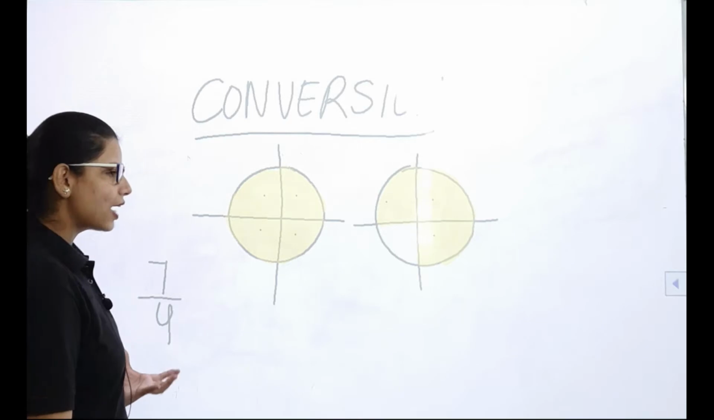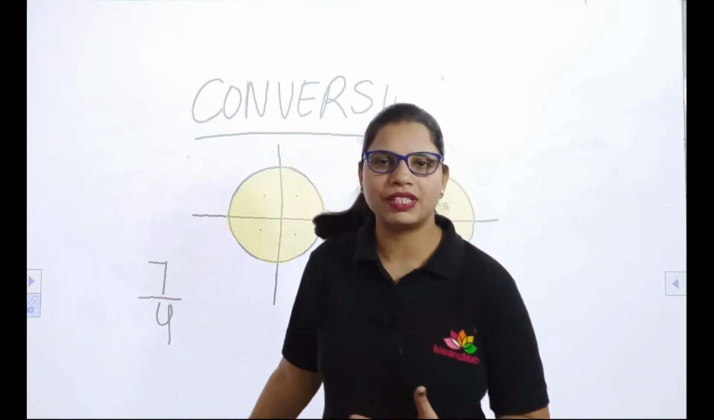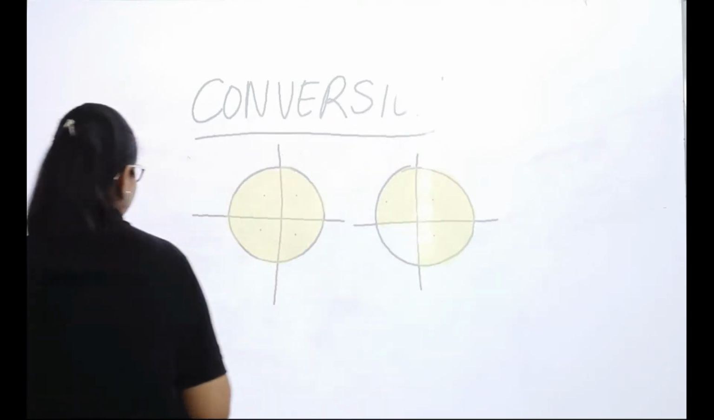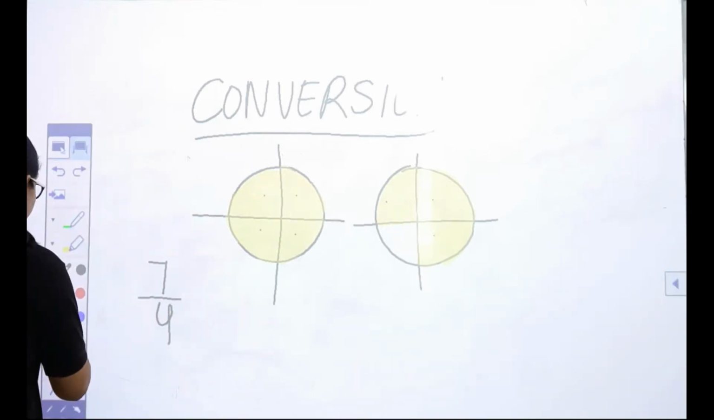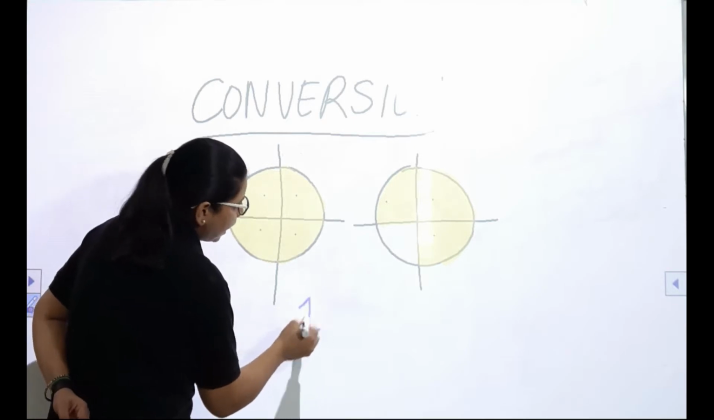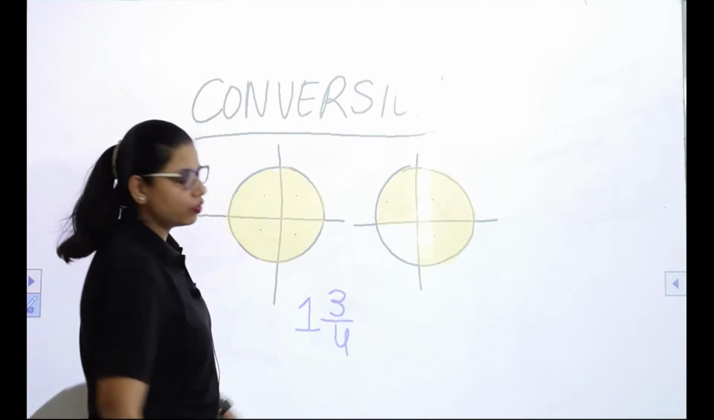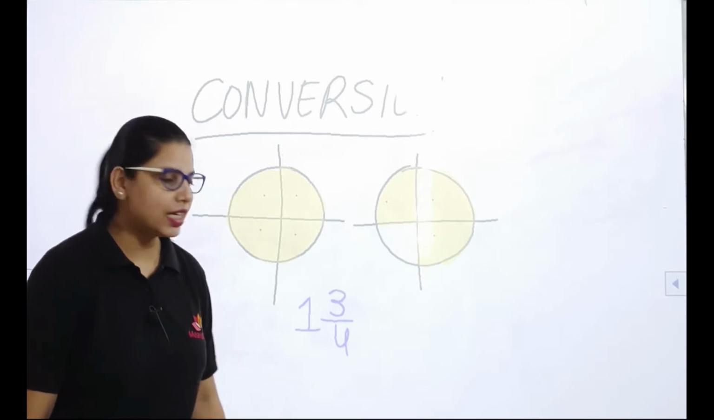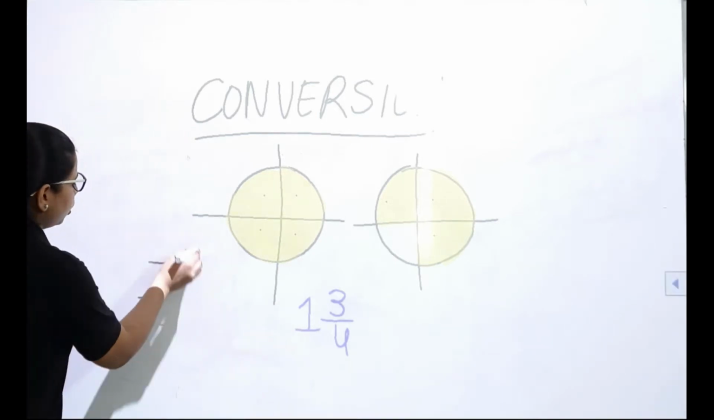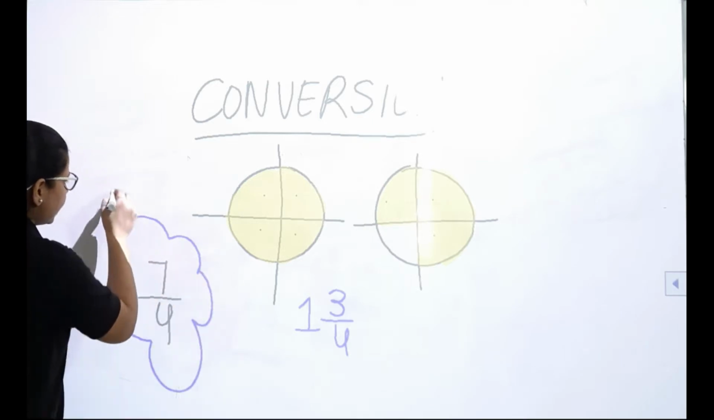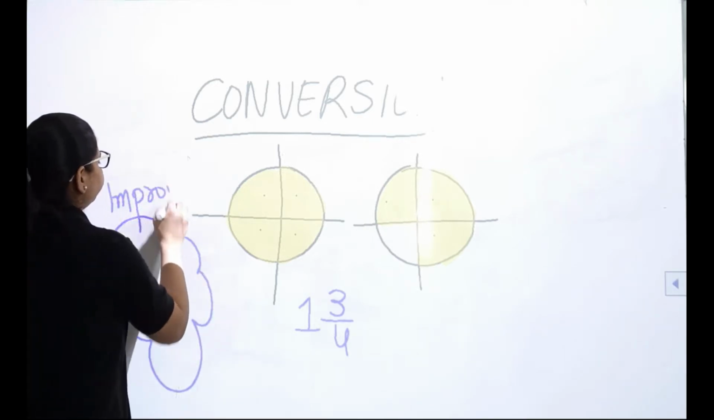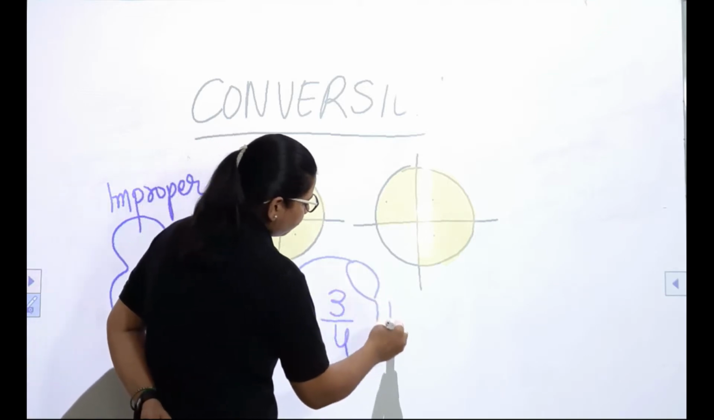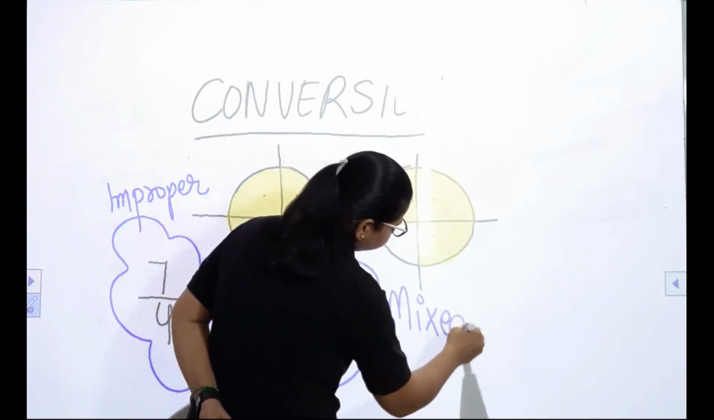Is it? It's actually correct, but not the proper form of representing. It will not be the correct way to represent what you have eaten. So the correct representation of the same is, you have eaten 1 whole and 3/4. This is the correct representation of what you have eaten in fraction form. This is what we call, what, children? It's an improper fraction. And this one is the mixed fraction.